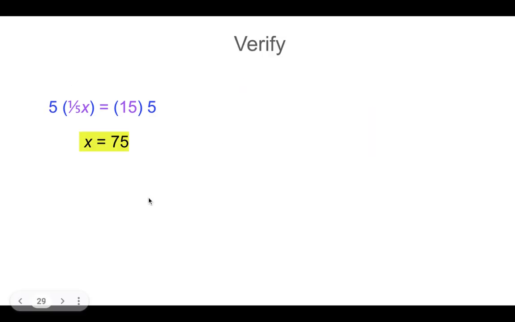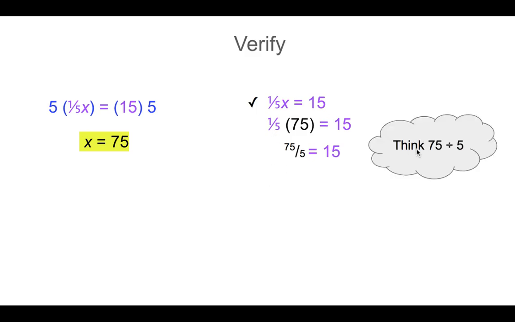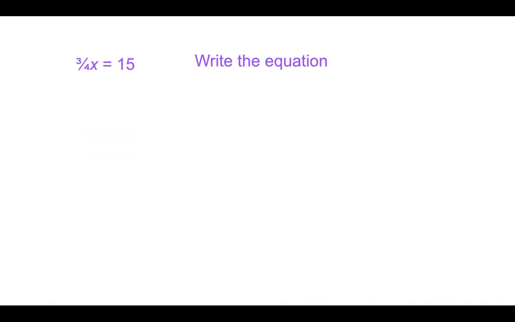Let's verify this. So we'll write the original equation, 1/5 x equals 15. And I have 1/5 multiplied by 75 equals 15. So I get 75 fifths. Remember, 1 multiplied by 75 is 75, and 5 multiplied by 1 is 5. I want you to think about this as 75 divided by 5 because remember, all fractions are division, and 75 divided by 5 is 15. So it is verified.